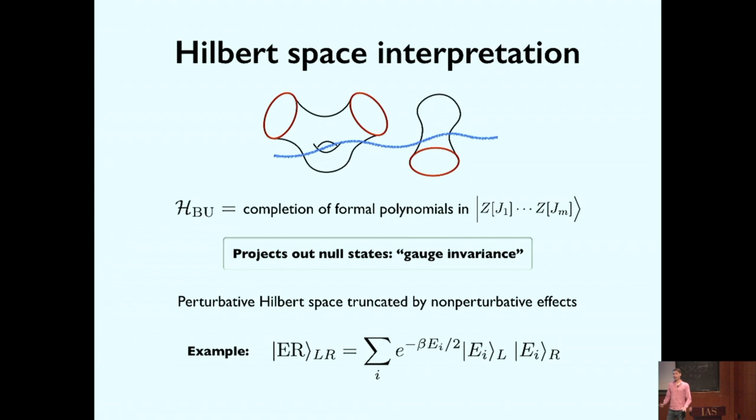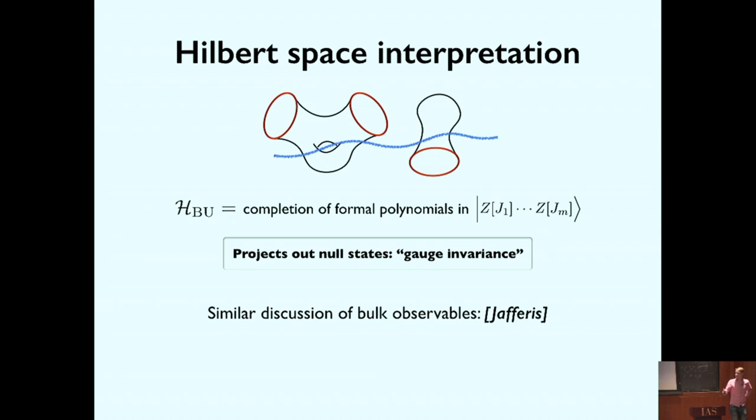Why are they equal? They're equal because of gauge invariance, because of diffeomorphism invariance. The Wheeler-DeWitt equation, if you like. So this is very similar. We revisited a paper of Daniel from a couple of years ago that was talking about something very similar in the context of bulk observables, and some very similar structures there. So I encourage you to go and reread that paper, and we learned a lot from that.